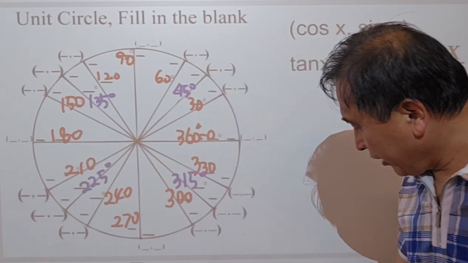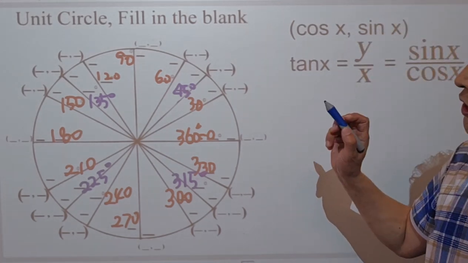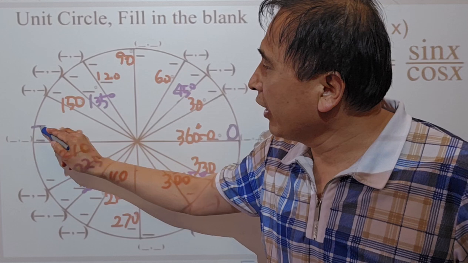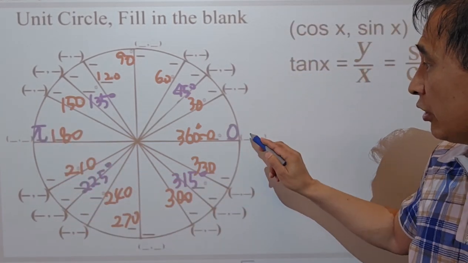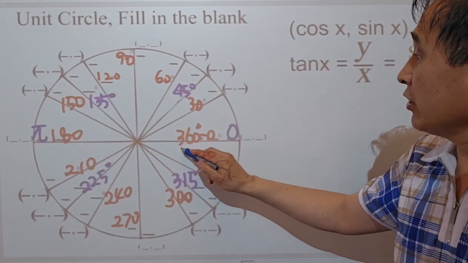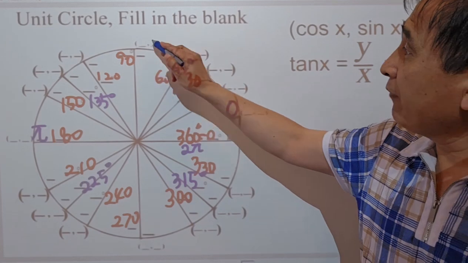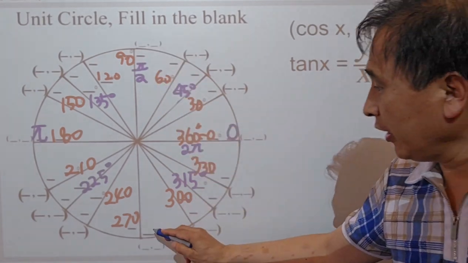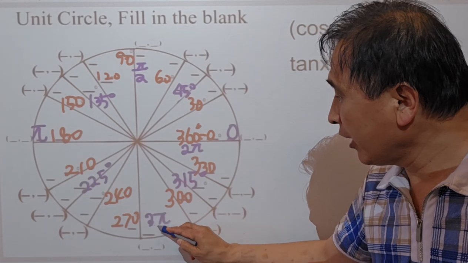And then if you change it to radian, this is still 0, and do you remember this is pi radian, right? And this is also 2 pi radian, right? And half of that is pi over 2 radian, and then this is 3 pi over 2 radian, right?